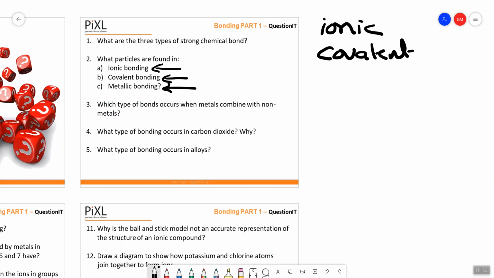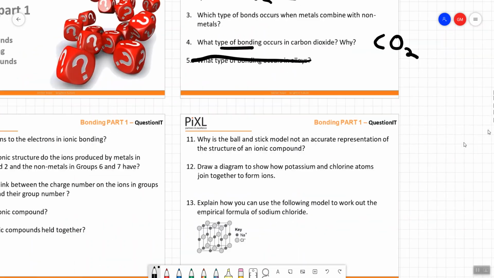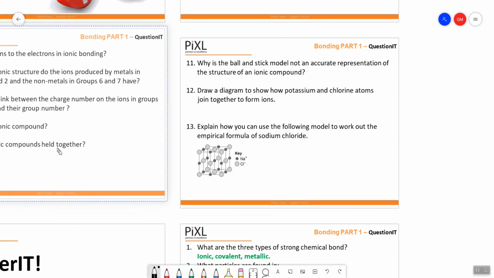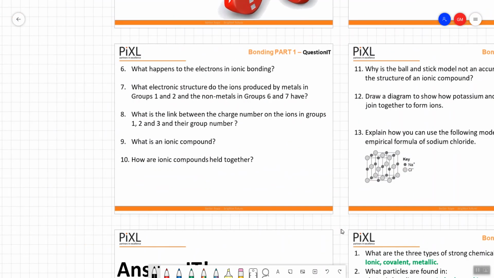So number three, which types of bonds occur when metals combine with non-metals? It's ionic. So carbon dioxide, let's have a look. CO2, what type of bonding is in CO2? Can you see a metal there? Carbon, no. If you're looking in the periodic table, it's on the right hand side. Oxygen, no, it's not a metal. So is it ionic or covalent? Has it got a metal? No, it's covalent. I'm going to cross that out because we haven't done metallic bonding yet. Happy so far? Okay, let's have a little look at the next question.